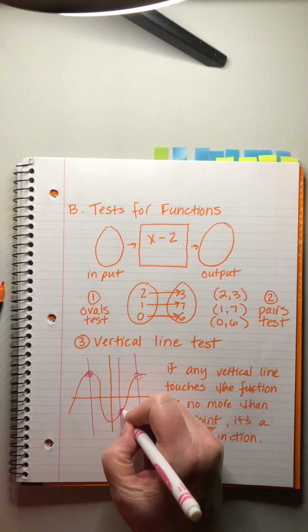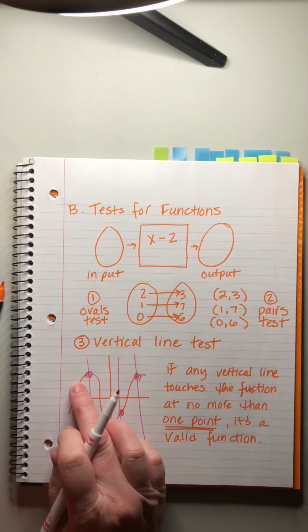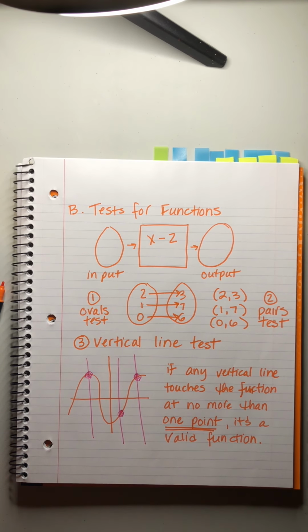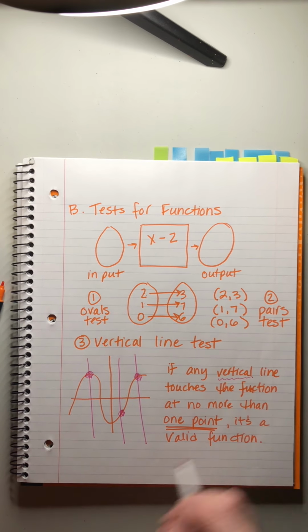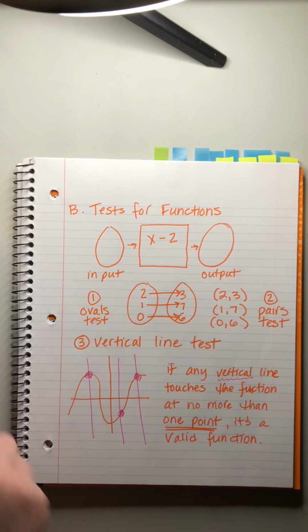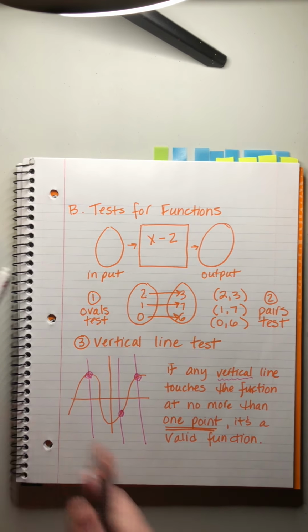None of these vertical lines are touching more than once. If we drew horizontal lines, it would touch the function more than once, but that's not the test. The test is only vertical lines. Okay? Now, let me show you a picture of one that fails this test. So this one works. This is a valid function, right?